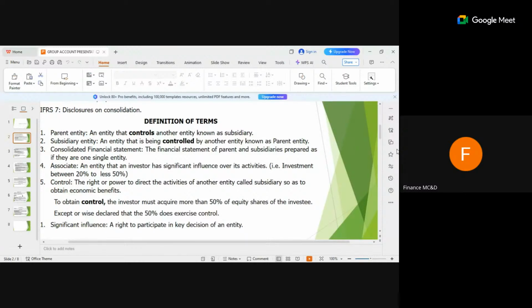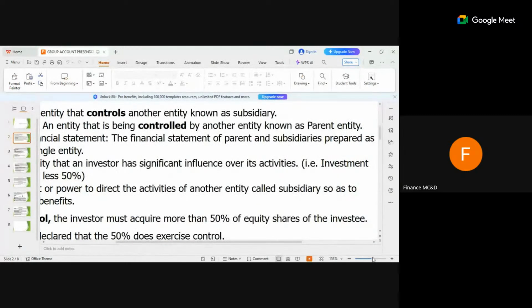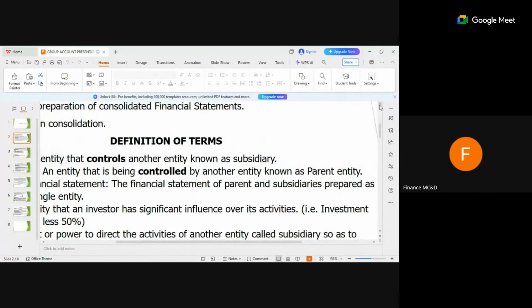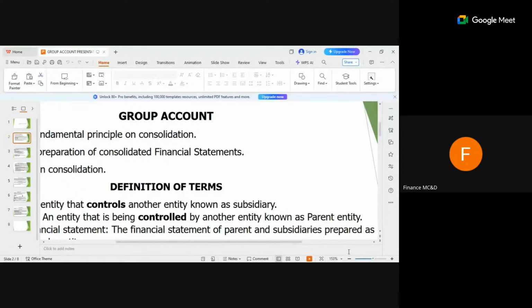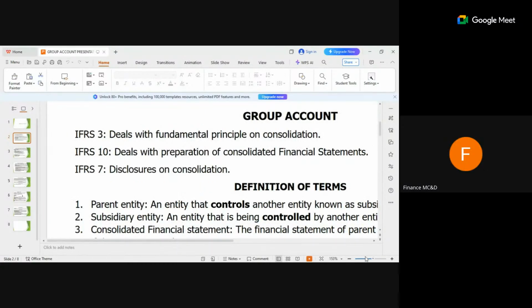I think I've enlarged my screen now. The former was okay, right? Okay.